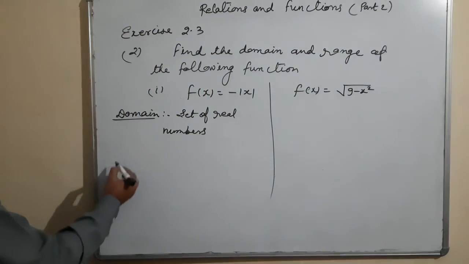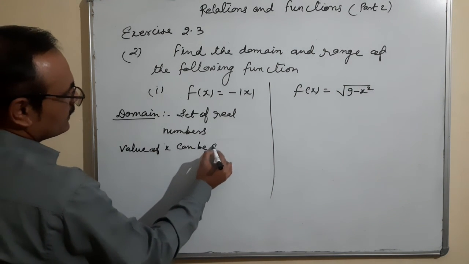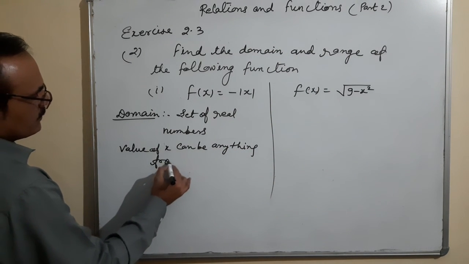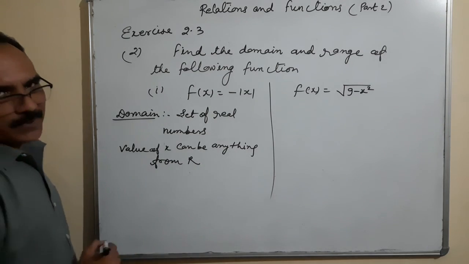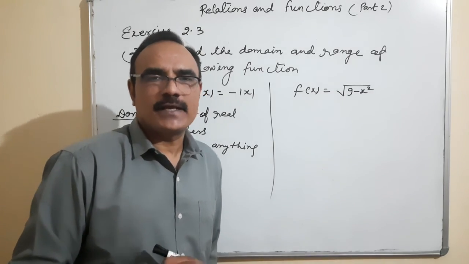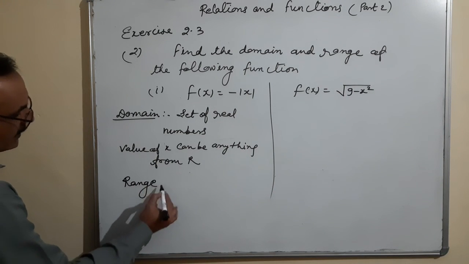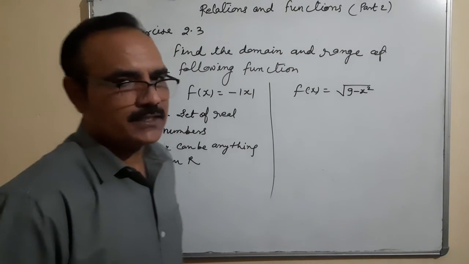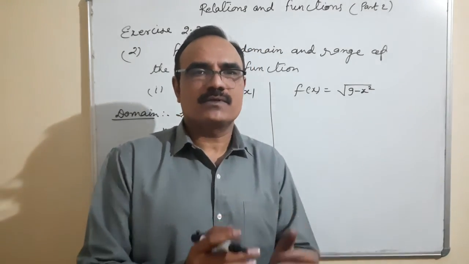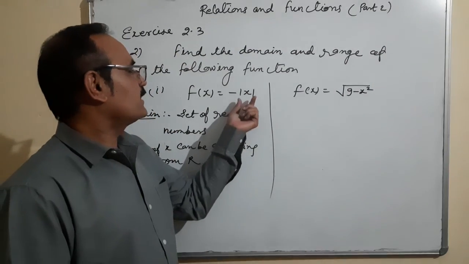The value of x can be anything from R, the set of real numbers. So the domain is the set of real numbers. Next is the range. What is the meaning of range? Range means output. You can put anything in, but the range is fixed by this relation. And the relation here is mod x.